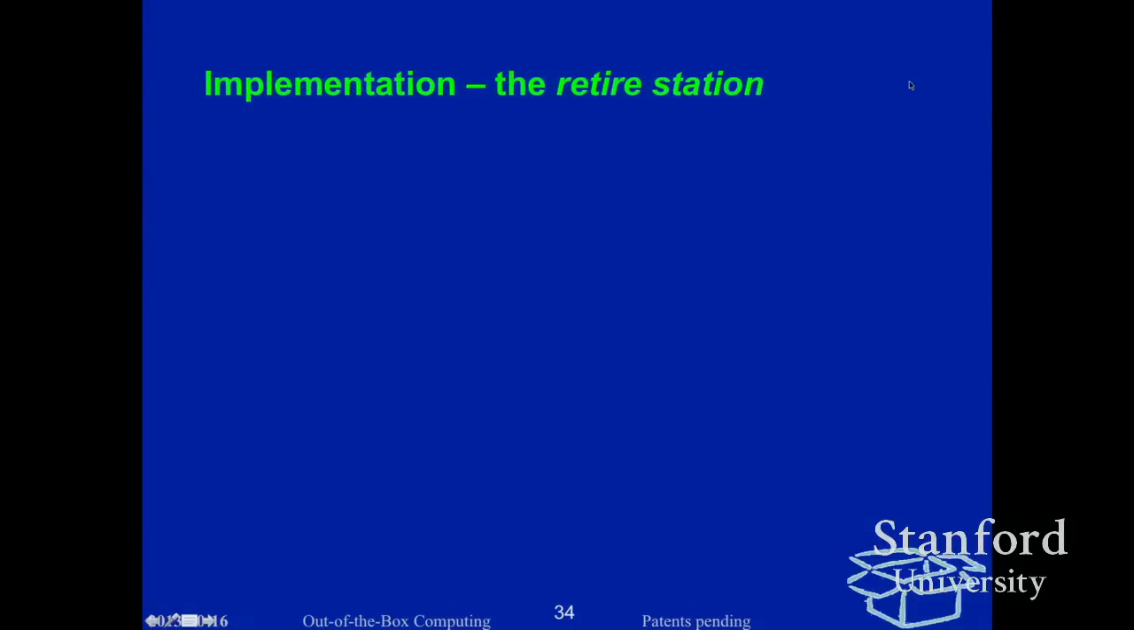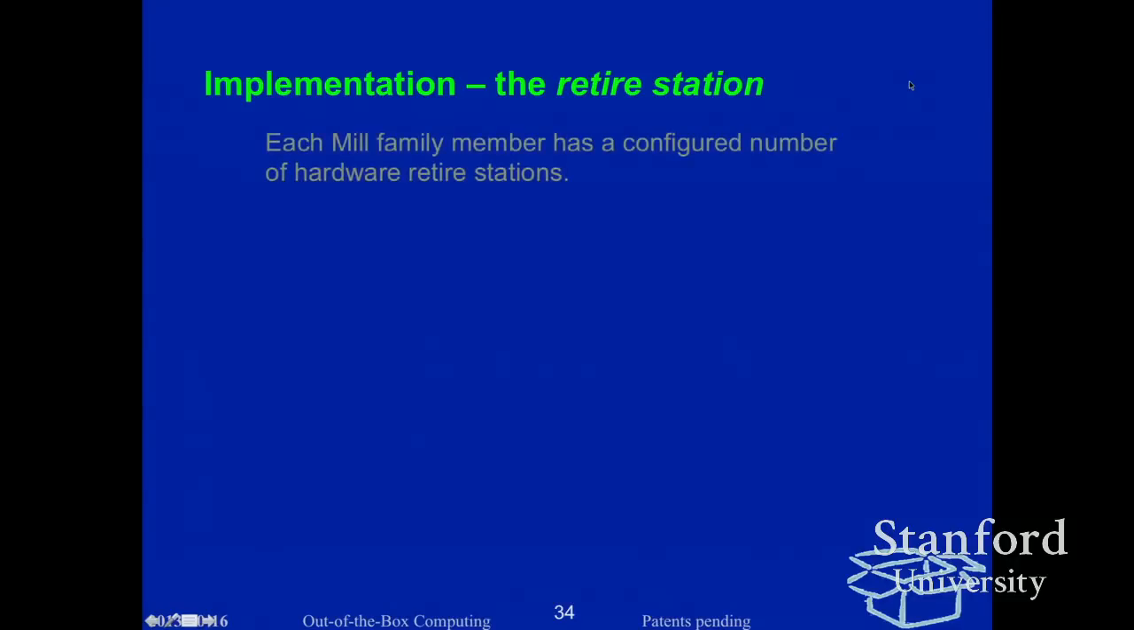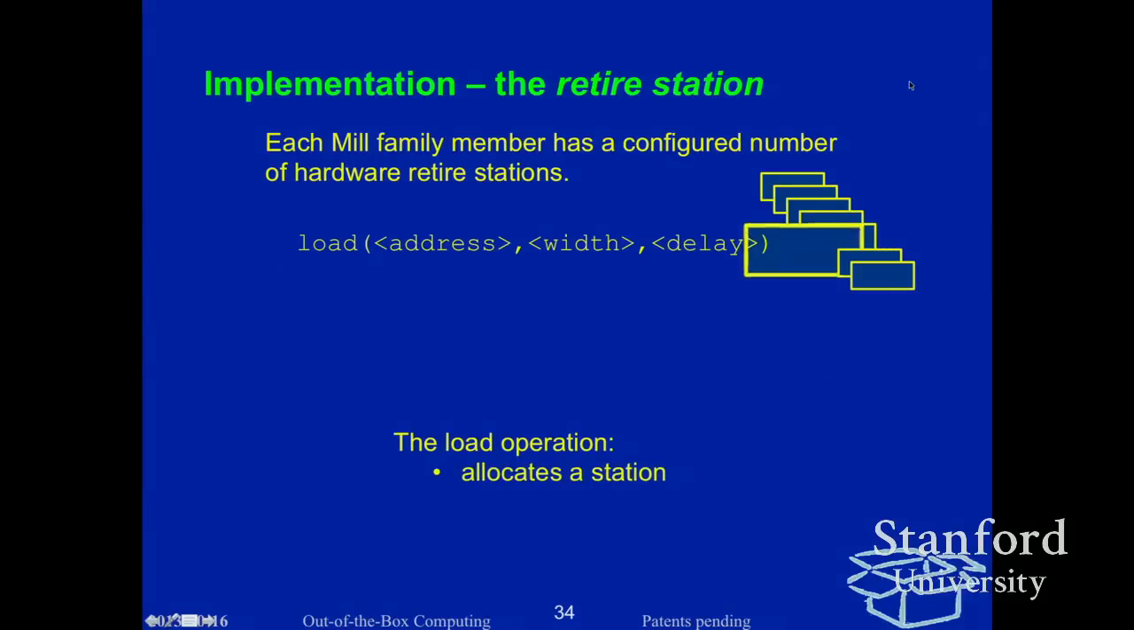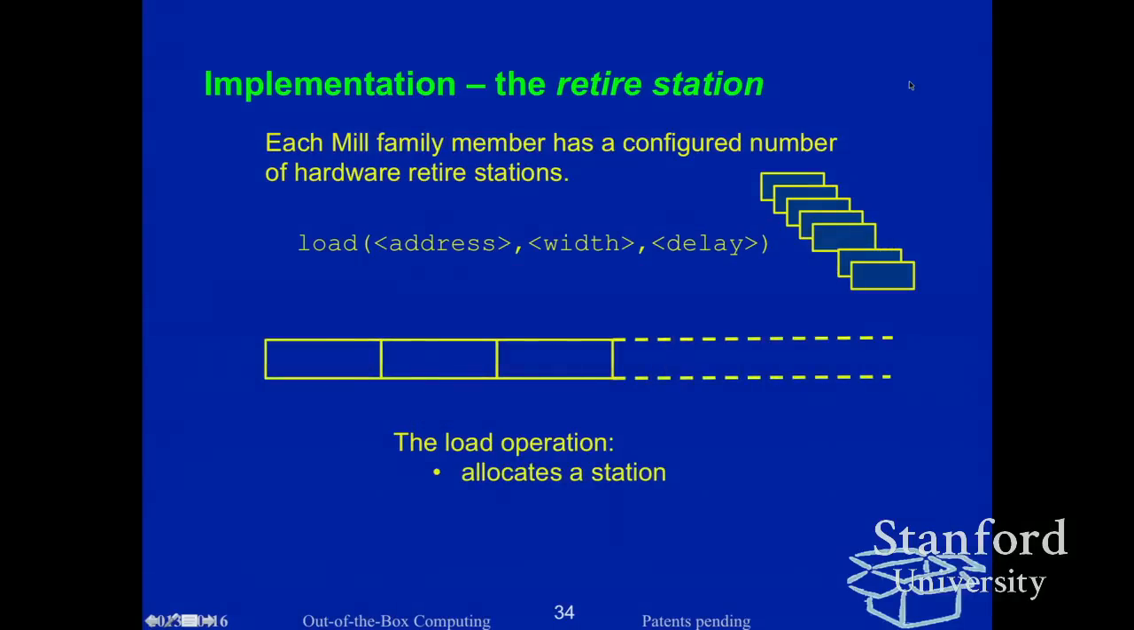Now, I said when we started that we wouldn't talk much about implementation, but this needs at least a word or two about how those work on the inside. Each Mill family member defines a number of retire stations. These are hardware units containing buffers. Let's assume that the family member has got that number of retire stations. The load operation will first allocate a station. It will then unpack the arguments of the load into the station.